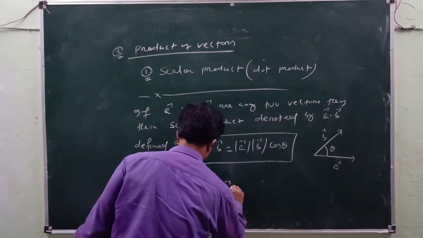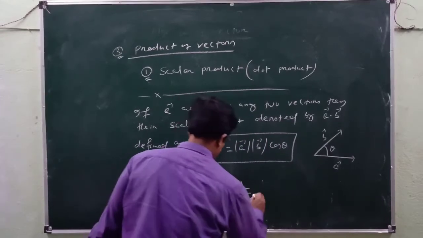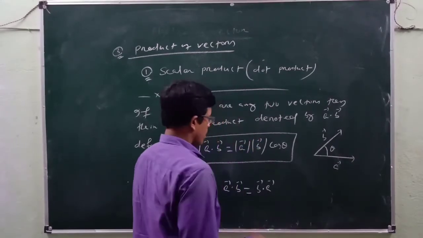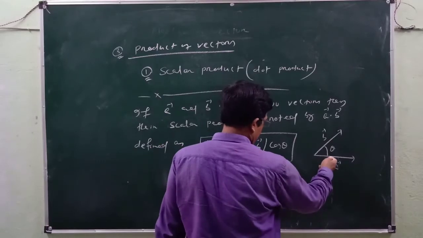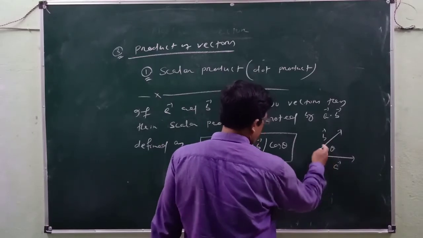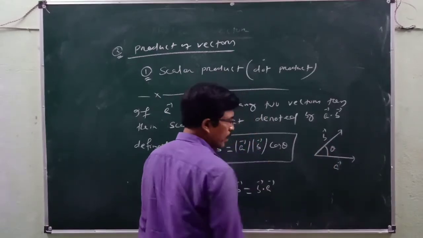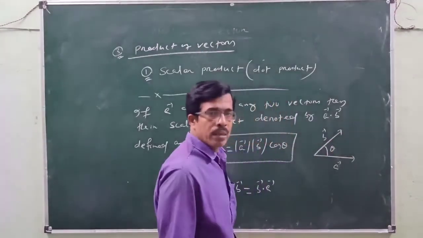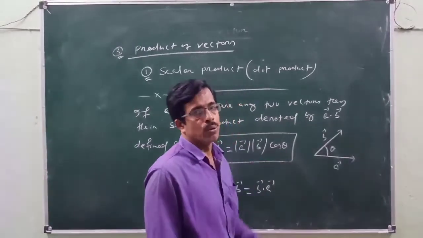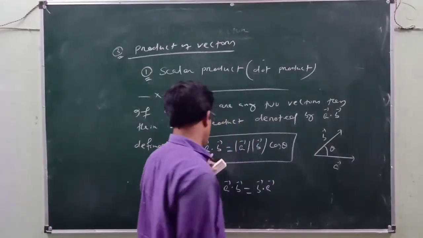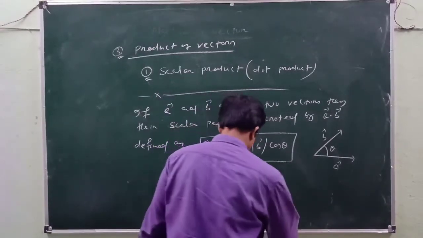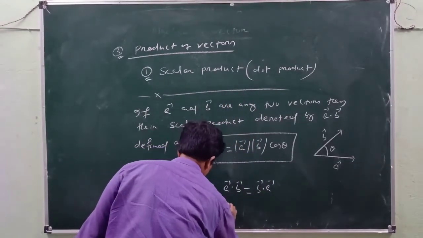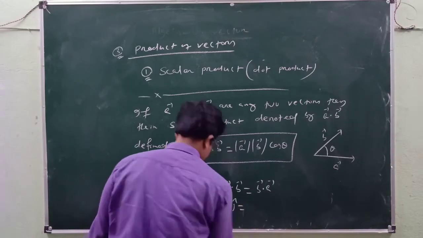In number 2, look, A vector dot B vector will be B vector dot A vector, because if we take the angle from A to B equal to theta, then it will be cos theta. If we take the angle from B to A, it will be minus theta. So cos of minus theta is also cos theta. That means A dot B equal to B dot A. Okay. Similarly number 3, I dot J.